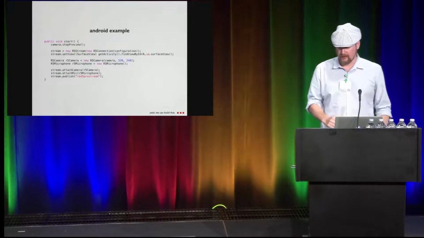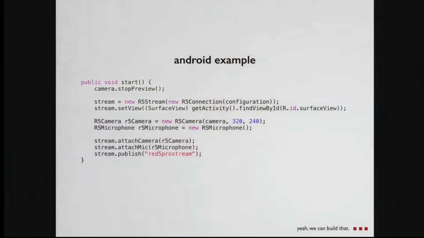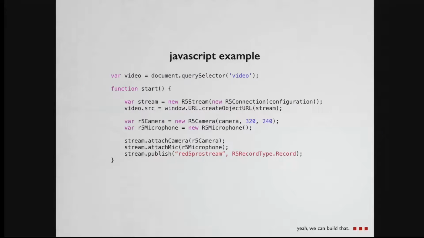Here's just a quick example of how we're doing the Android API. Java is a pretty close language to JavaScript too, so it creates a good comparison, and you can see a lot of the similarities in this. And then this is pretty much what we're envisioning the JavaScript library to look like. So just creating a new stream, passing in a connection to it, grabbing your video source, attaching the camera and attaching the mic, and then publishing.